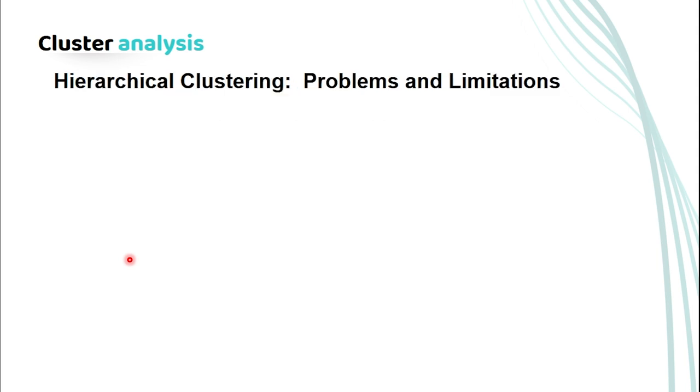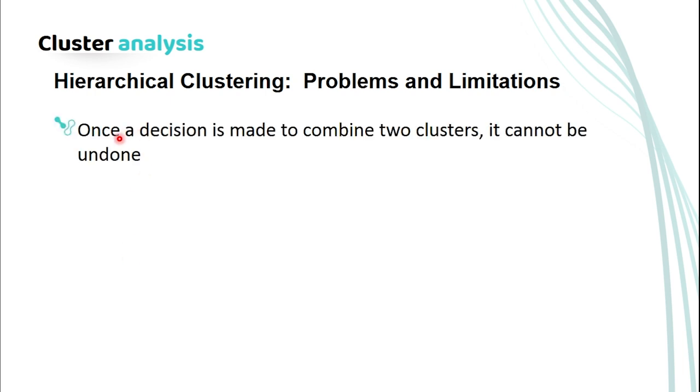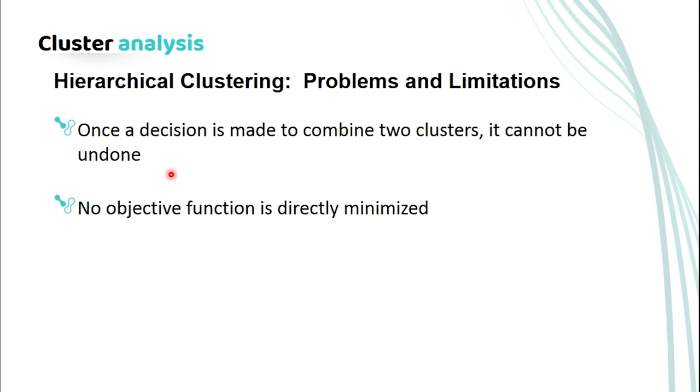So for hierarchical clustering, what are the problems and limitations? Once a decision is made to combine two clusters, it cannot be undone. So once the decision has been made, we cannot undo it. And no objective function is directly minimized.